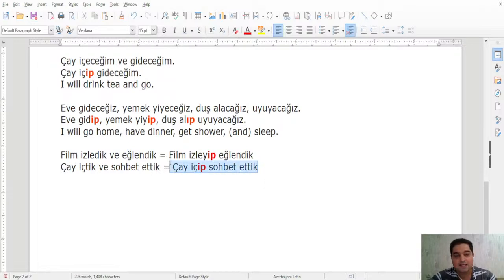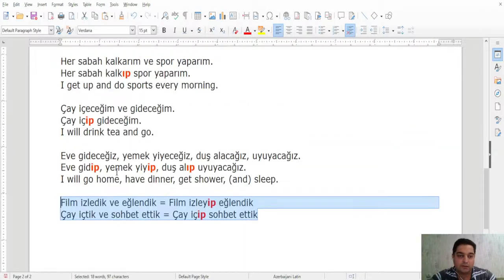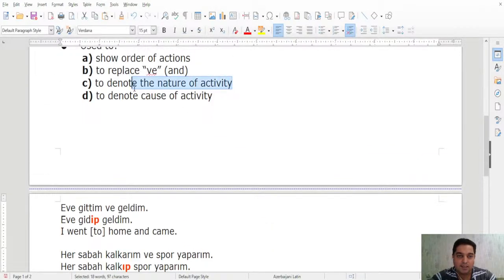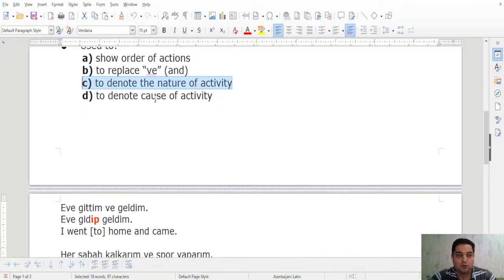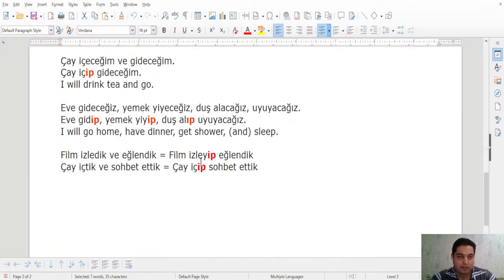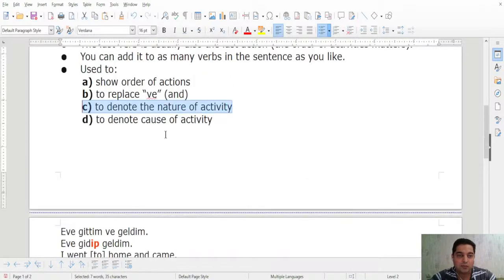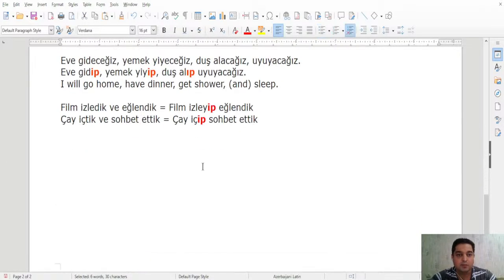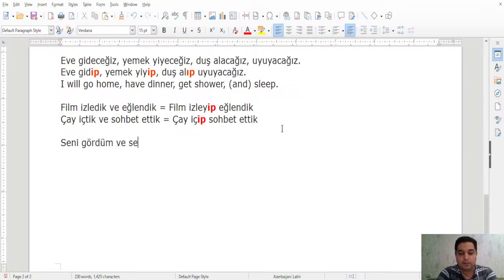Okay, so that is an example of what? Of the nature of activity, this third one. It is the example of this third one, to denote the nature of activity, how you did it. And let's now talk about the last one, which is to denote the cause of activity, where you can use this ip to denote the cause of activity. So seni gördüm, okay, ve sevindim.